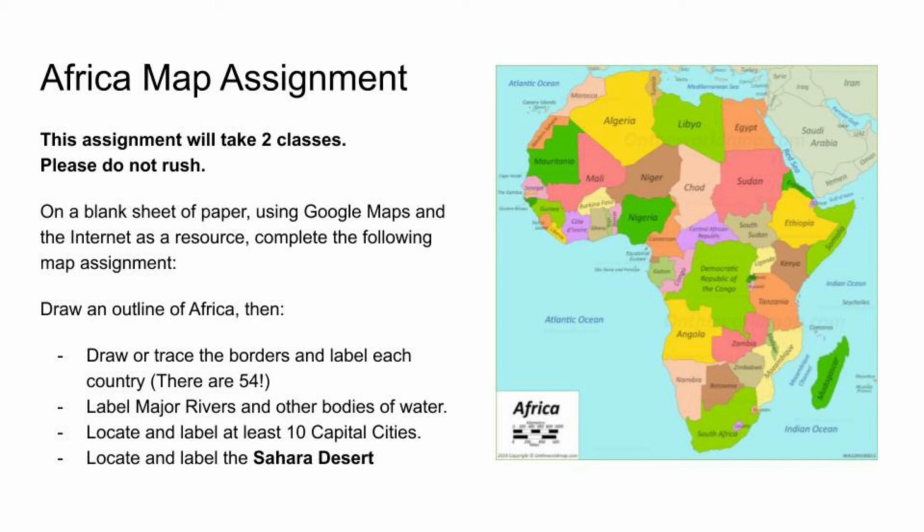On a blank sheet of paper, it can be a big sheet of paper, as big as you got, really, because it's a big country. So if you have a big sheet of paper, that's great, but it also works on just a regular sheet of print paper. I want you to use Google Maps and the internet as a resource and complete the following map assignment. Draw an outline of Africa, which is that shape you can see. You can trace that. If you can blow an image up on Google Maps and then you could trace it off your iPad or something, whatever you'd like to do, that's fine.